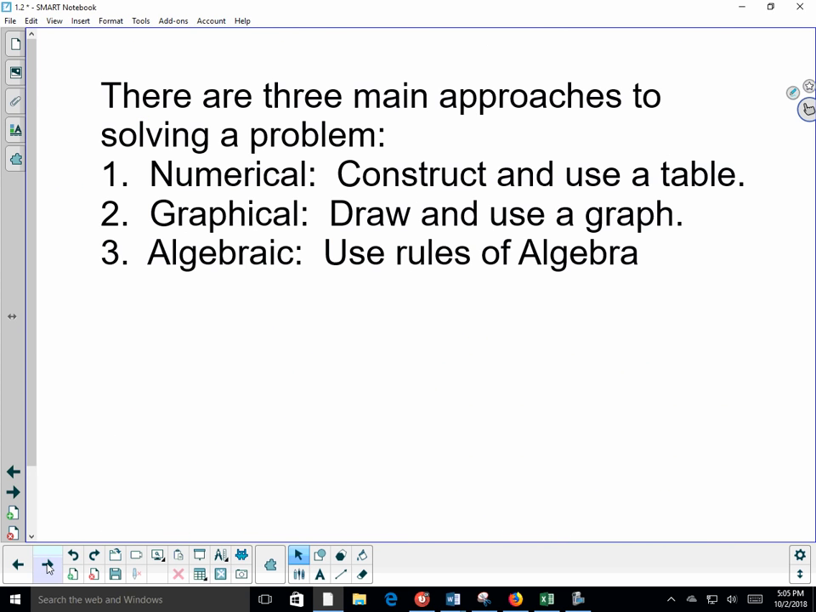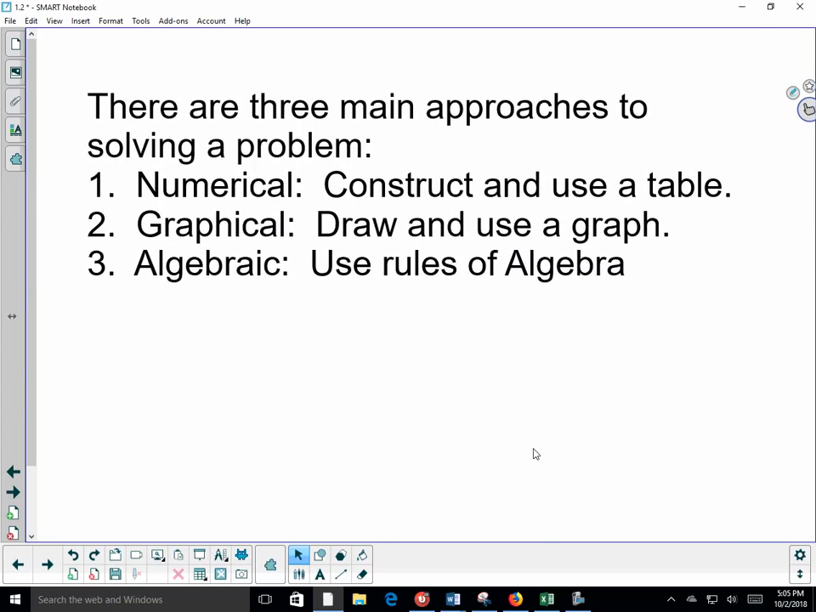Okay, and so the last thing that I want to tell you from this section is that in the book they do point out that there are 3 main approaches to solving a problem. There's a numerical strategy, where you would construct a table and use a table to help you. Or there's a graphical strategy where you would draw and use a graph. Or there's an algebraic approach to solving problems where you're going to use the rules of algebra. And in this course, we're going to be using all 3 of these approaches to solve various problems.